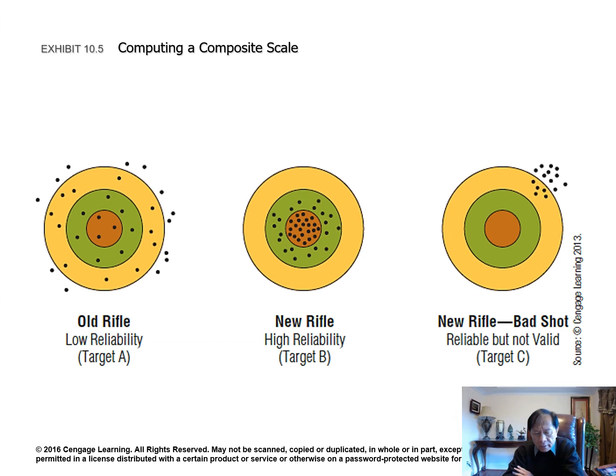And this chart, this picture shows the situation of old rifle versus new rifle, showing the low reliability of the old rifle, high reliability of a new rifle, and also another case, high reliability but low validity of a new rifle. To help you understand the concept.